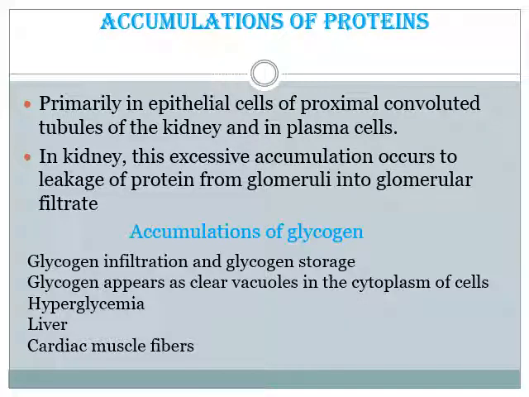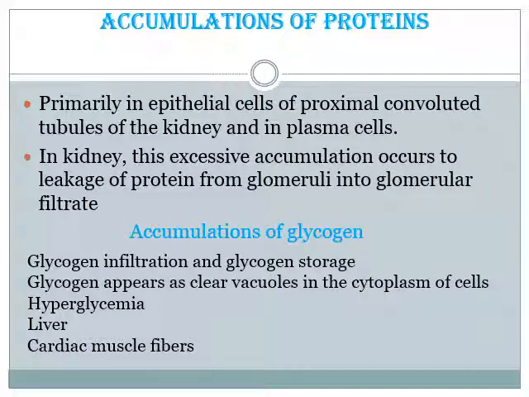Accumulation of proteins. In epithelial cells of proximal convoluted tubules of the kidney and in plasma cells, there is accumulation of protein. In the kidney, the excessive accumulation occurs due to the leakage of protein from glomeruli into the glomerular filtrate.